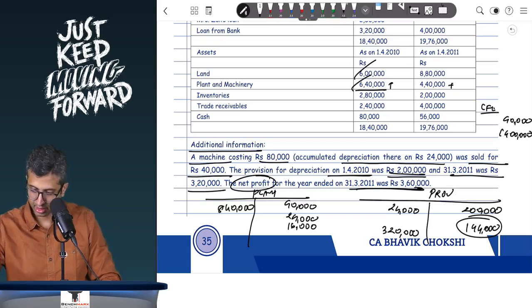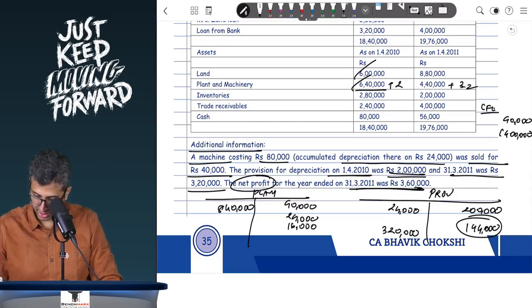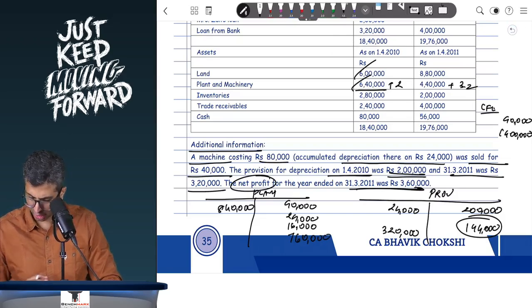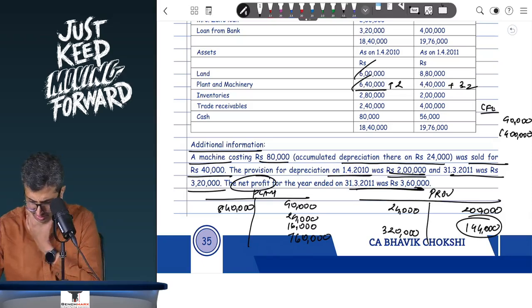plus, this is plus 2 lakhs plus 3.2 lakhs comes to what? Sir, 7 lakh 60. And sale का तो अभी भी सेम ही एंट्री बैठेगा. All of the other things are the same, I believe.